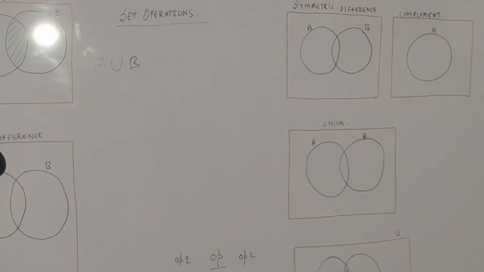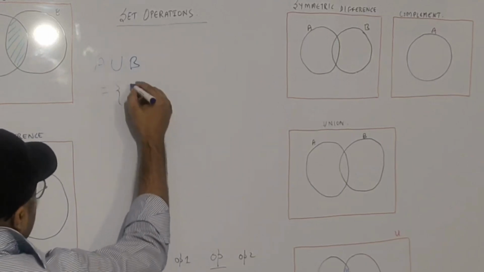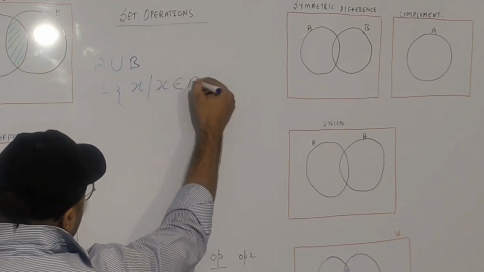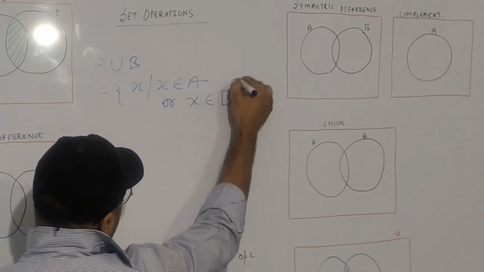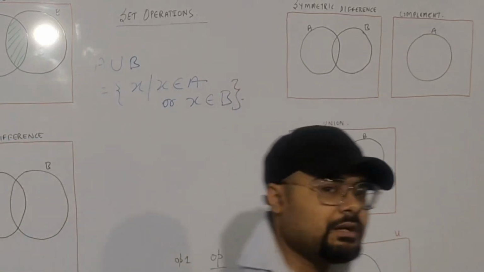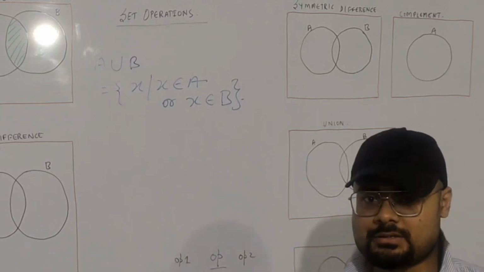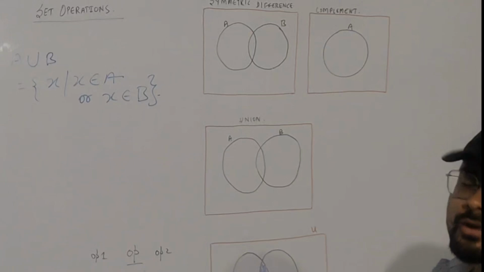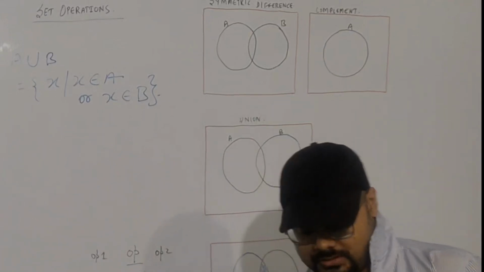A union B is equal to all the elements X such that X belongs to A or X belongs to B. So think of this. If your set A contains n elements and set B contains m elements, and they happen to be disjoint sets, meaning there is no sharing area, let me draw a disjoint set.